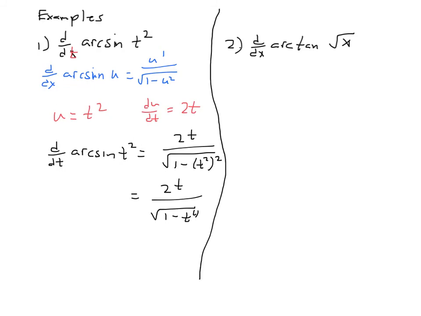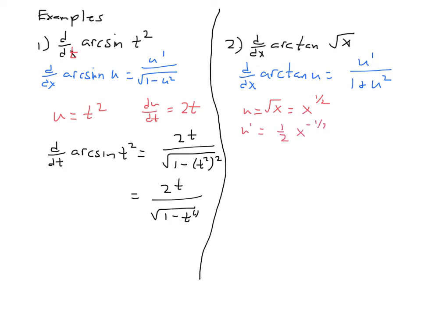Now let's look at the derivative for the inverse tangent. I know that the derivative with respect to x of the arctan of u is going to be u prime over 1 plus u squared. Well, in this case, when I look at this problem, I know u is equal to the square root of x, which would be equal to x raised to the 1/2 power. And so therefore u prime is going to be 1/2 x to the negative 1/2.